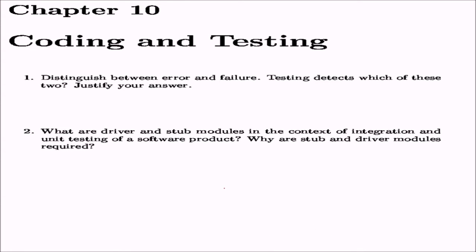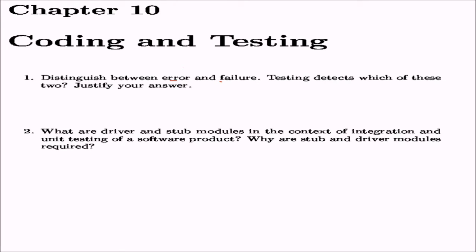Now we are on to chapter 10, Coding and Testing, of Dr. Rajiv Mall's book on software engineering. The first question is: distinguish between error and failure, and testing detects which of these two, and justify your answer.